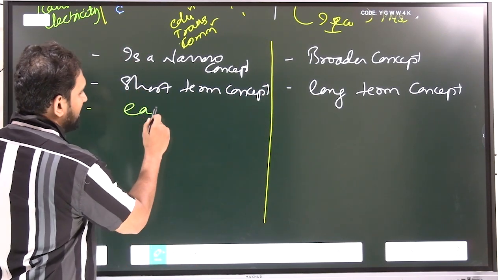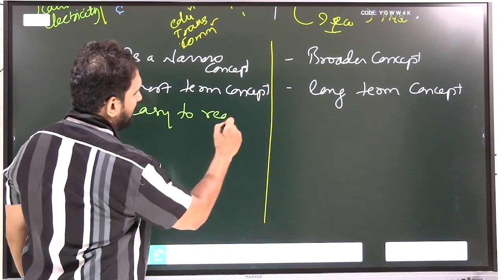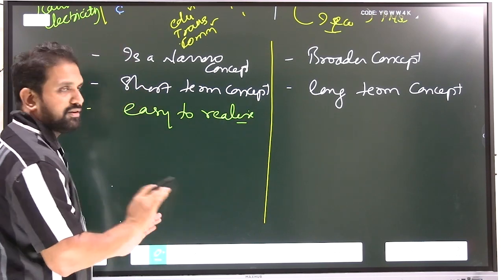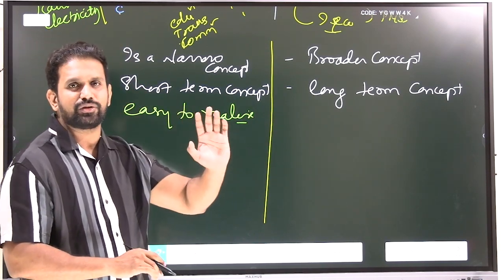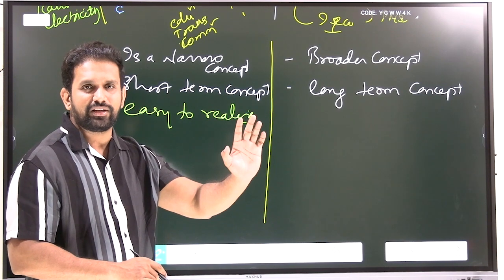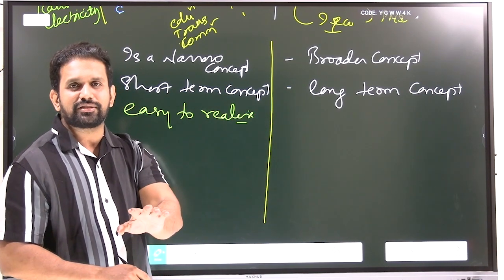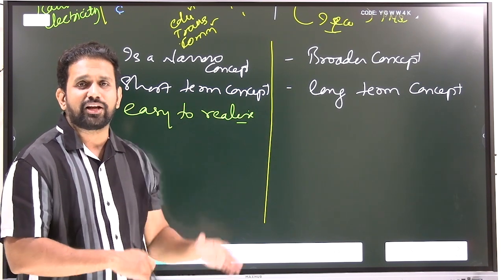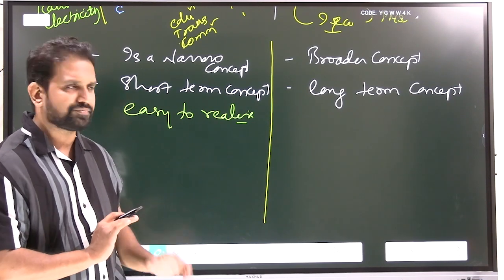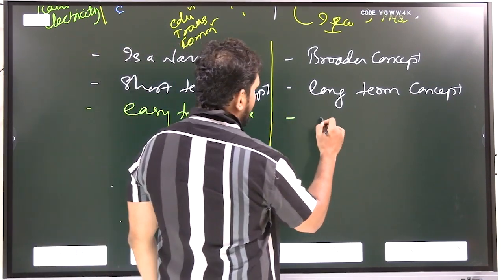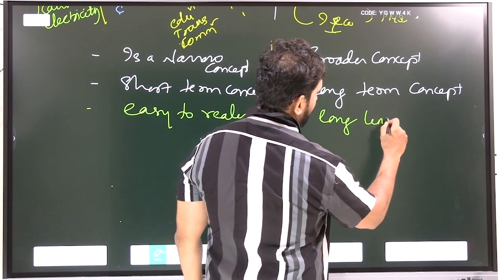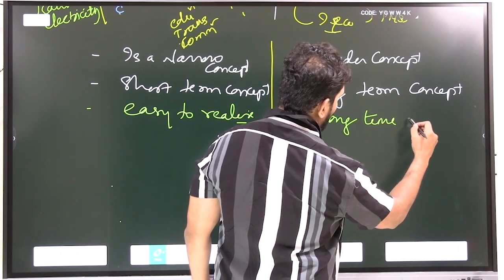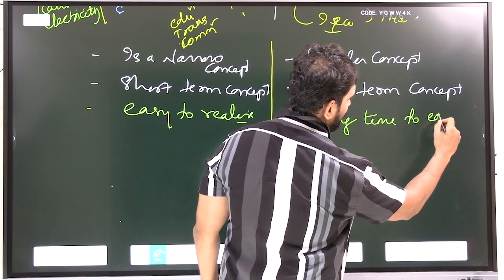That's why growth is easy to realize. Within 1 year you can easily understand what happened: what is the increase in GDP growth rate, what is the deviation in the agriculture sector, what happened to the service sector, and so on. Easy to realize. Whereas development is a long-term concept, it takes a long time to realize, not easy to realize.